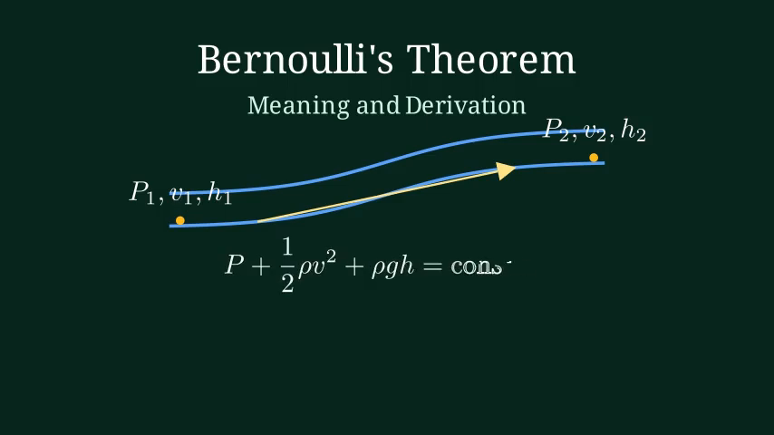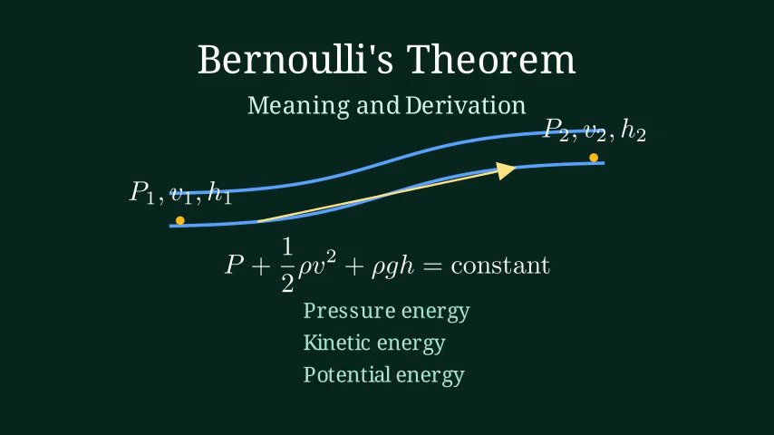Bernoulli's theorem says that for an ideal fluid flowing steadily, the sum of pressure energy, kinetic energy, and potential energy per unit volume remains constant along a streamline. Let us interpret each term. P is pressure energy per unit volume. 1/2 rho V squared is kinetic energy per unit volume, and rho GH is potential energy per unit volume.